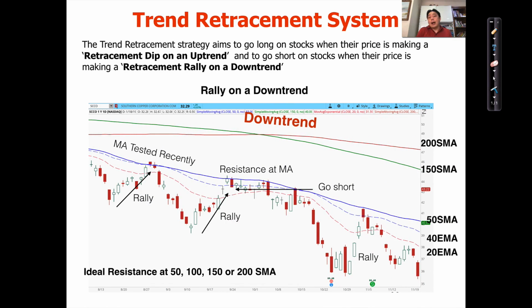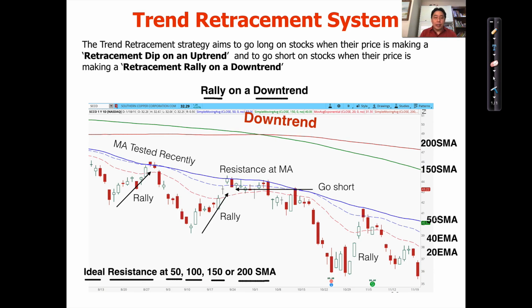On the opposite side, we go short on a downtrend. And again, we go short during the rally on a downtrend when the price has a temporary rally and finds resistance at one of the moving averages. So again, ideal resistance is either at the 50, 100, 150 or 200 simple moving average.